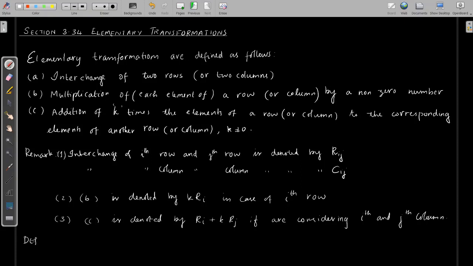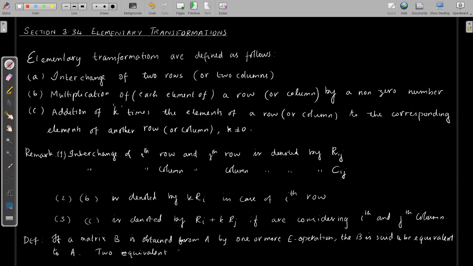Then we can define equivalent matrices. If a matrix B is obtained from A by one or more elementary operations, then B is said to be equivalent to A, and these equivalent matrices are denoted by the tilde symbol, that is A is equivalent to B. That means we write A tilde B.